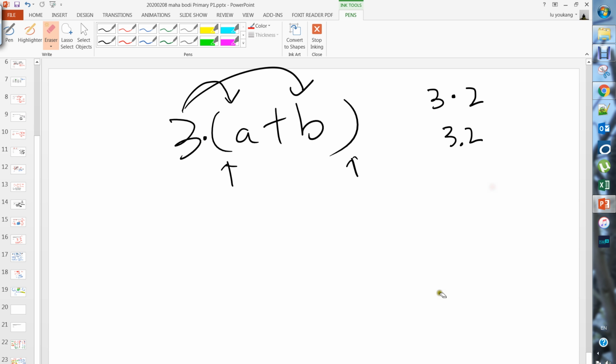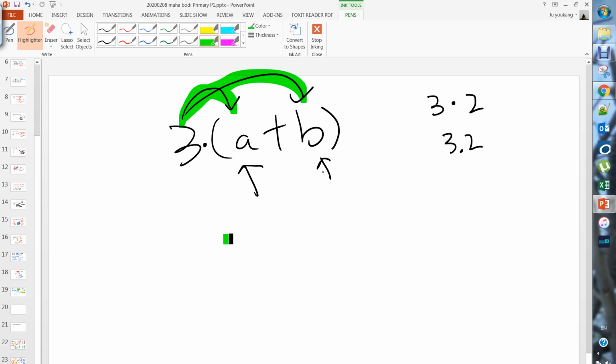Okay, so when you open the bracket, what you need to do is this: this is the 3 times the bracket A plus B, right? Inside this bracket you have the A and you have the B. And the 3 must go into the A, you can see my arrow, and then it must also go into the B. So 3 times A gives you what? The first arrow gives you what?